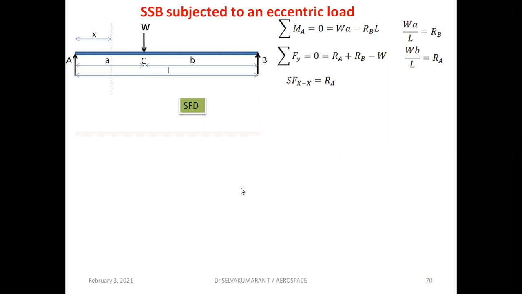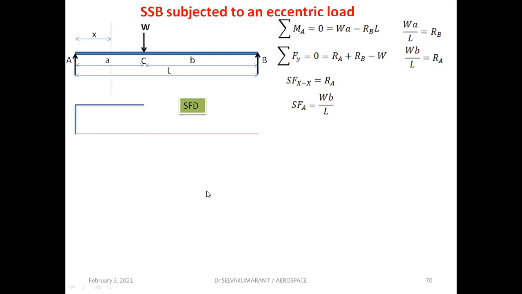SF at XX has unit Newton, and RA also has Newton. To the left side of the section XX, the only force acting is RA, acting upward. From the left hand side, upward is positive. So RA is nothing but Wb by L. Between A and C, no load is acting, so the shear force remains constant.